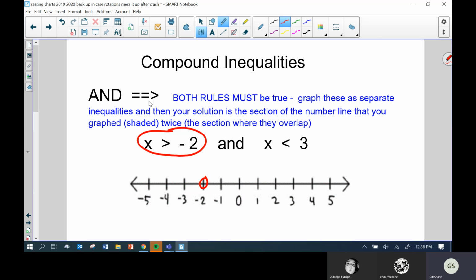So I take that, I shade to the right because I need to be greater than that number. And I'm not going to shade quite as thick as I normally do because I need to be able to see a little more clearly when I have a compound inequality. So there's one of them. Again, you just graph them separately.